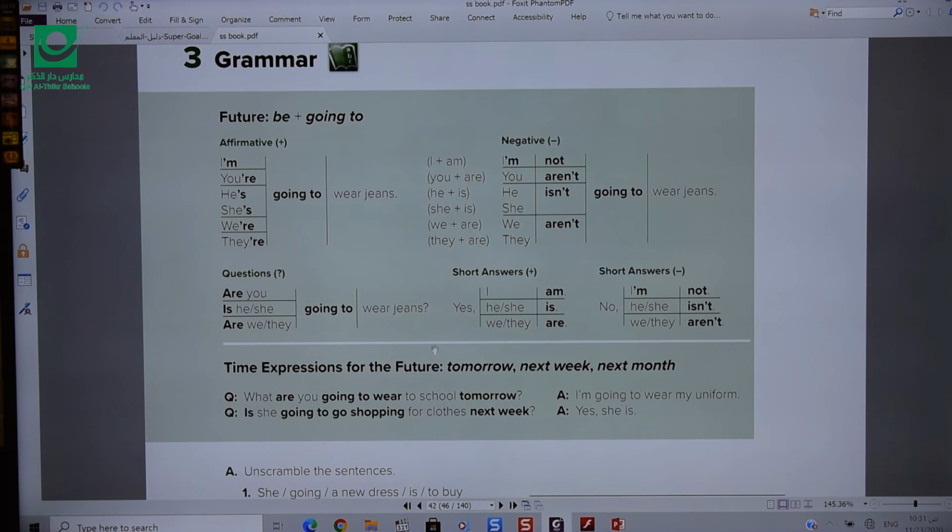Time expressions for the future: tomorrow, next week, next month, next year. Here we have questions and answers.